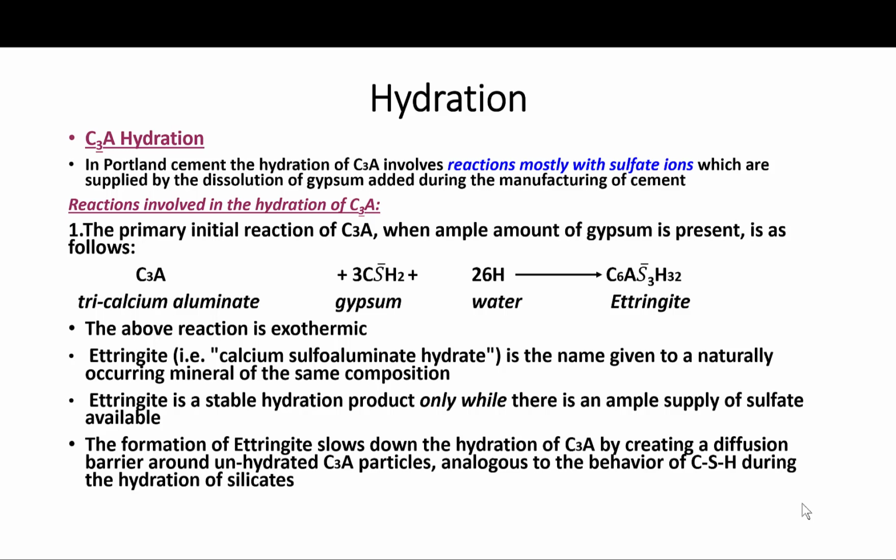Ettringite is a stable hydration product only while there is an ample supply of sulfate available. The benefit of the formation of ettringite is that it slows down the hydration of C3A, basically by creating a diffusion barrier around unhydrated C3A particles. This is analogous to the behavior of the calcium silicate hydrate during the hydration of silicates. This barrier slows down the hydration of C3A and prevents the flash set.